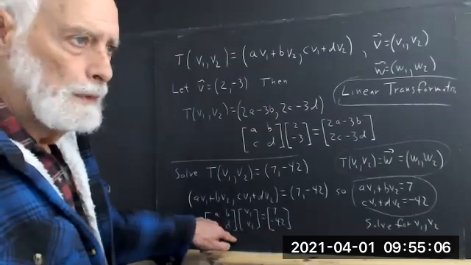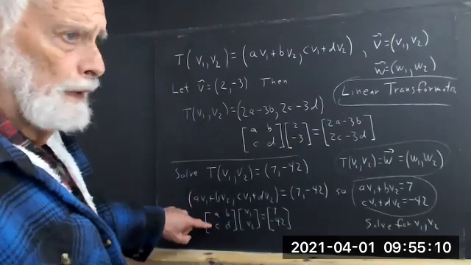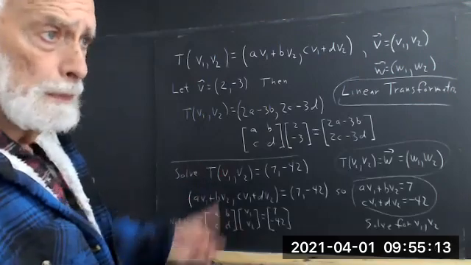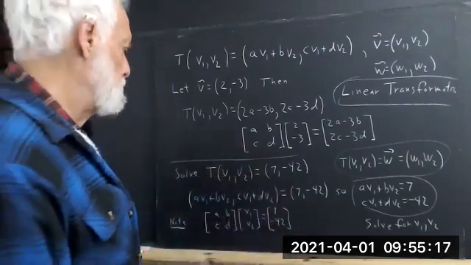And this is uniquely solvable if and only if this matrix A, B, C, D is invertible. Now, all this we know. Now let's go to specific examples.